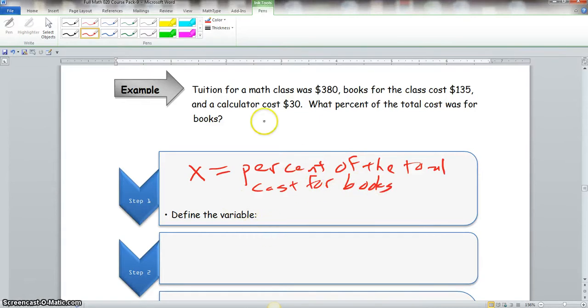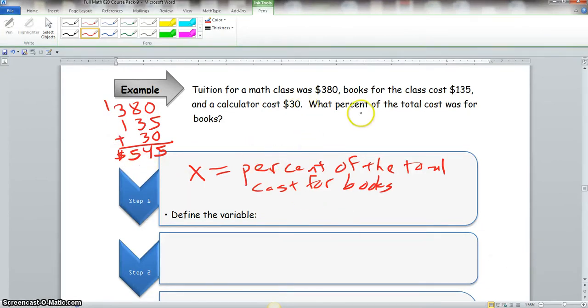Now, before we go on, let's add up these values here so we'll know what the total cost is. We had 380, we had 135, and we would have 30. So we would add these together. That's 14, carry our 1. So that's $545. Okay, that is the total cost.